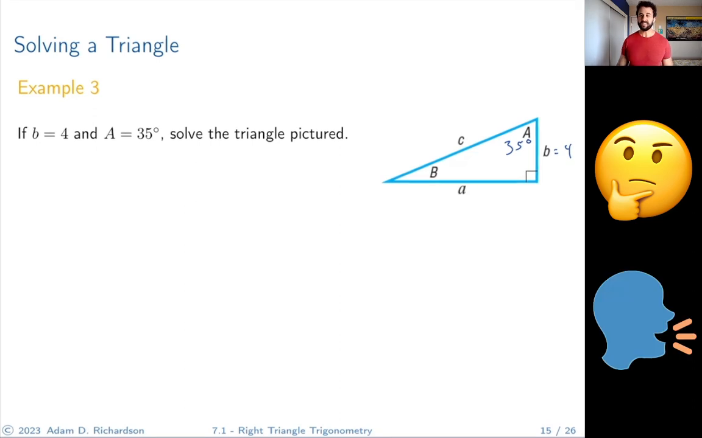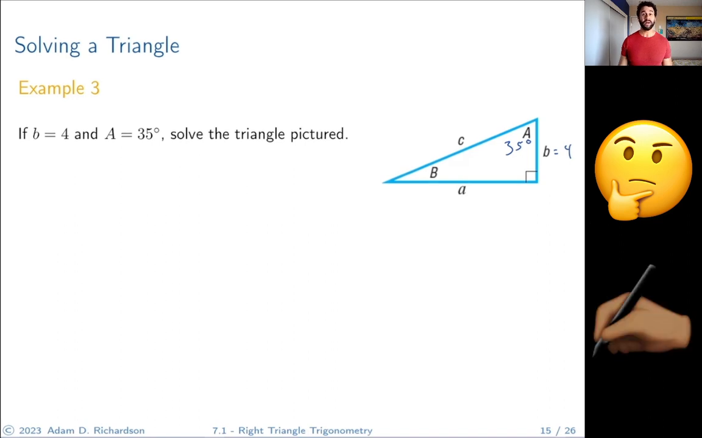All right, now say something out loud to yourself about what you're going to need or what you're going to use to solve this triangle. All right, now try to solve it on your own. See if you can find all of the angles and all of the lengths.